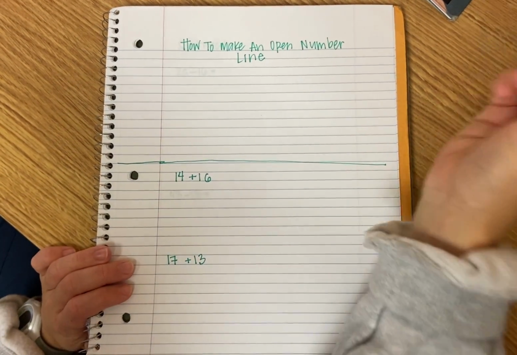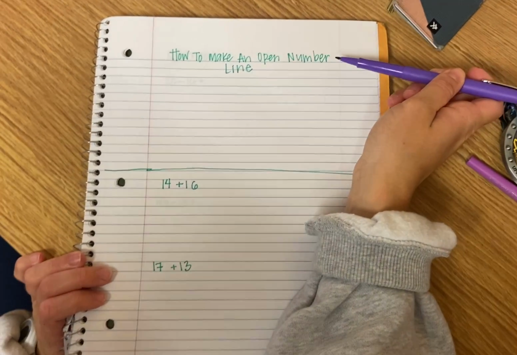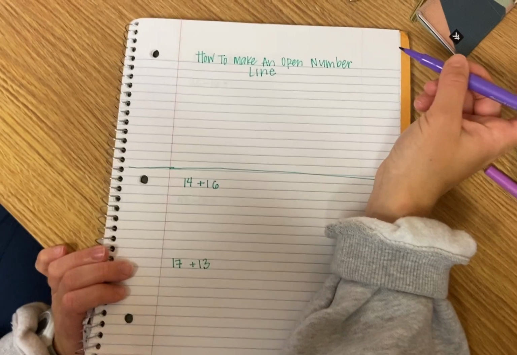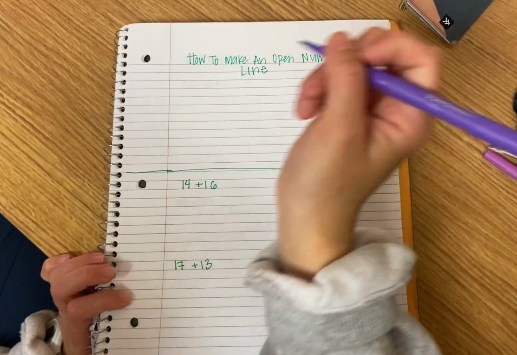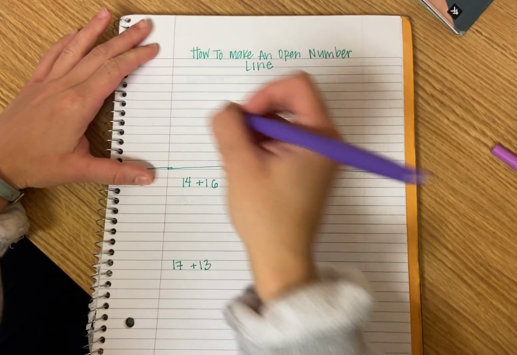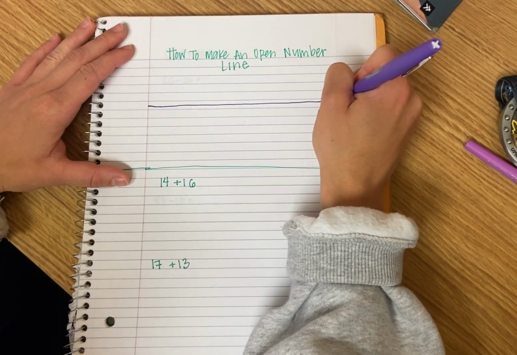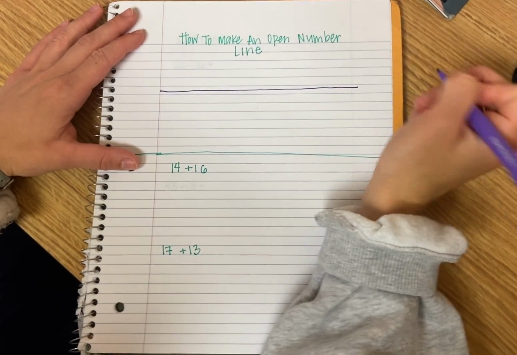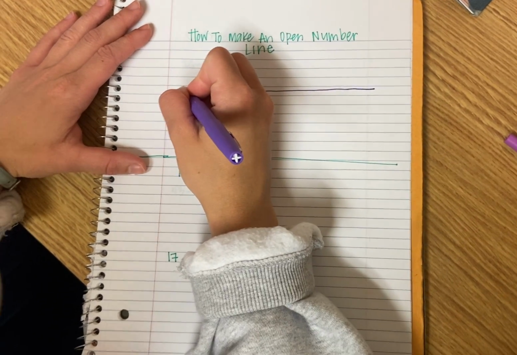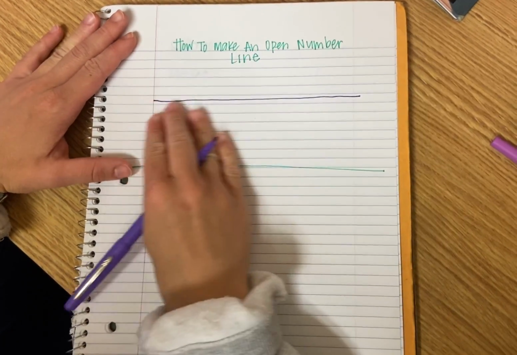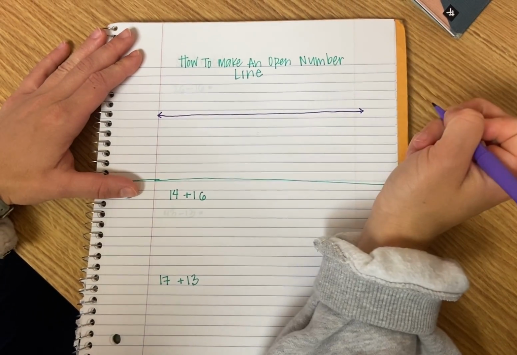Okay, hi students. So today we're going to be learning how to make an open number line and how to add and subtract numbers using an open number line. So let me first show you how to make your own open number line. Most open number lines, or most number lines that you've probably seen before, have little ticks for each number. But an open number line is just like this, and the numbers go on in both directions.